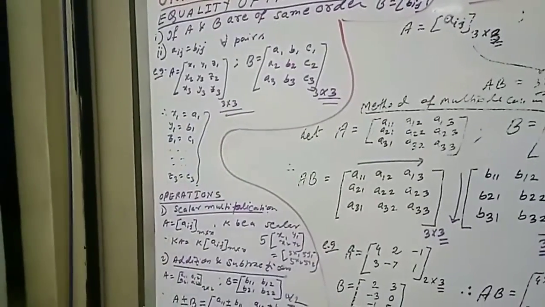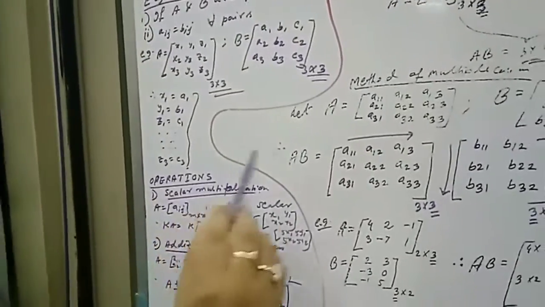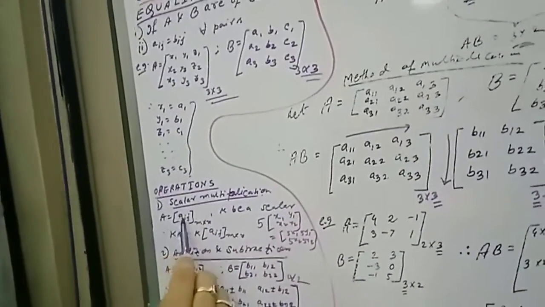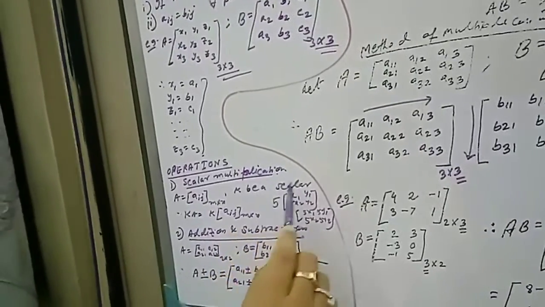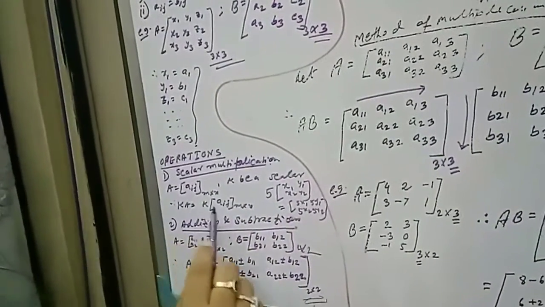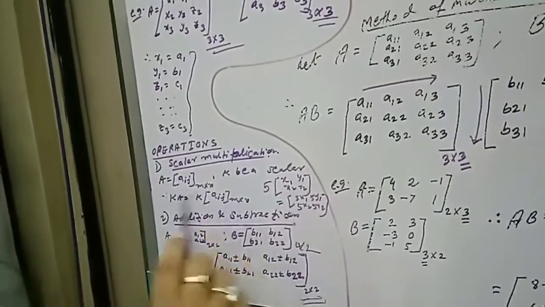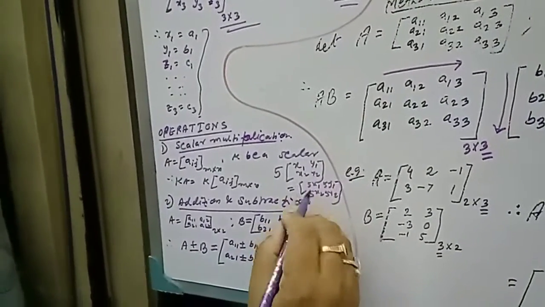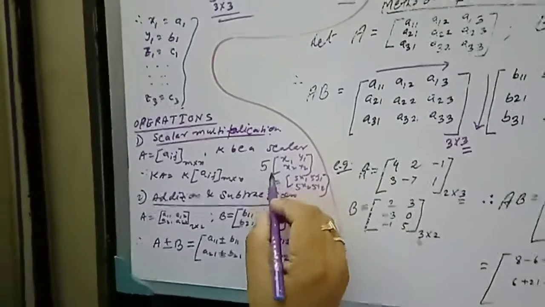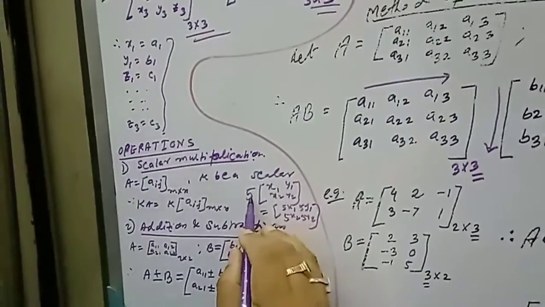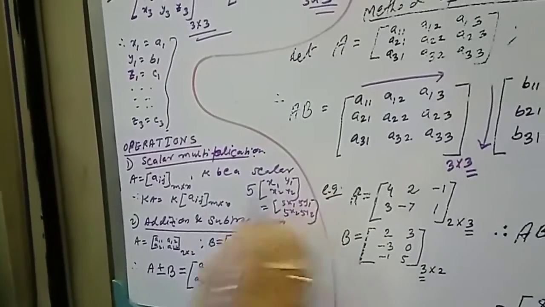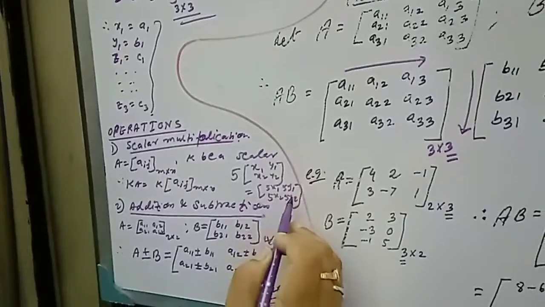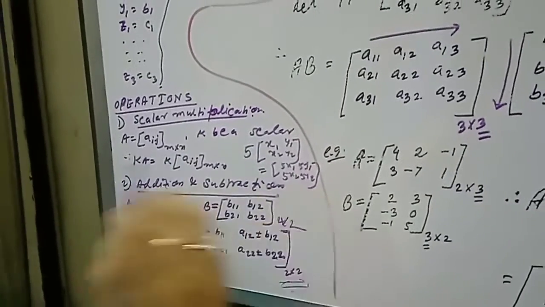Now what are the operations? Operations on matrices. First one is scalar multiplication. A equals aij, and let k be a scalar quantity. So we can write kA. kA means k into aij, m by n. Say let 5, we know, is a scalar quantity, and let the matrix be x1 y1, x2 y2. Then the scalar quantity will be multiplied to all the elements in the matrix. What will we write? 5x1, 5y1, 5x2, 5y2. So this is the resultant matrix.